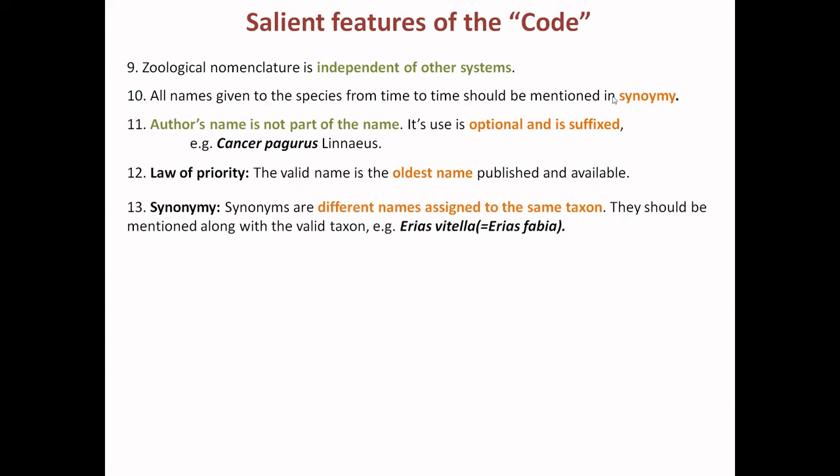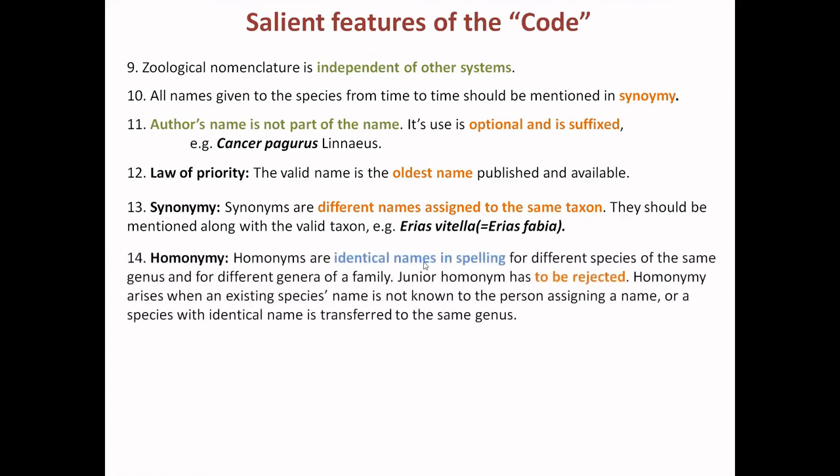Then there is the synonymy, which we have come across here. Different names assigned to the same taxon should be mentioned along with the valid taxon, like Aedes vitella or Aedes fabia. So they are the two names, vitella and fabia. So they should be mentioned along with the valid taxon. Synonyms are different names for the same taxon. Then there is the homonym: identical names in spelling for different species of the same genus, and for different genera of a family. It is always rejected, because if there is a homonymy we cannot identify or characterize any species, so it is rejected. But in the case of synonymy, the names are mentioned along with the valid taxon.